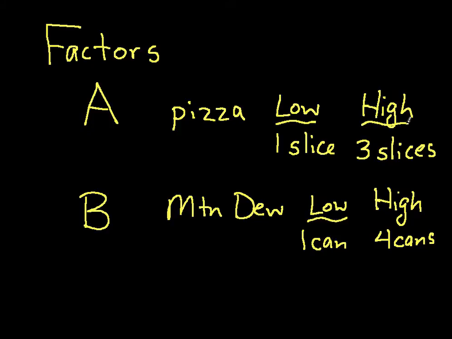I'll have some programmers that are given 3 slices of pizza but only 1 can of Mountain Dew and see how well they do. I'll have programmers that are given only 1 slice of pizza but 4 cans of Mountain Dew and see how well they do. And similarly, I'll have 3 slices and 4 cans. So the idea is I'm going to actually collect data for each possible combination of my 2 factors.